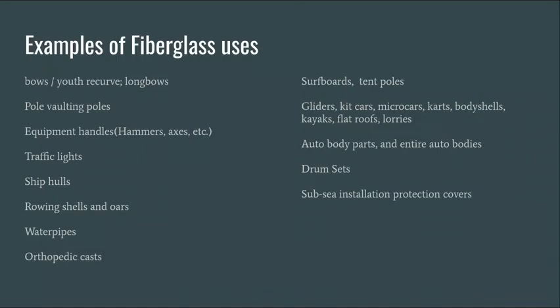Different equipment like kayaks, carts, gliders, and flat roofs are made from fiberglass. A lot of auto body parts and entire auto bodies can be made from fiberglass. And then some other things are drum sets. You might have one at home if you play the drums, and those are made from fiberglass, which is a composite of glass and plastic.